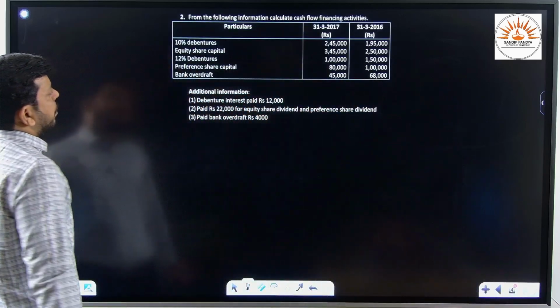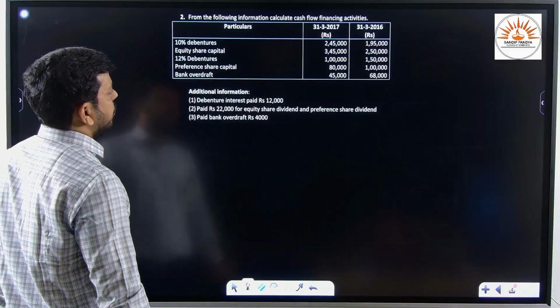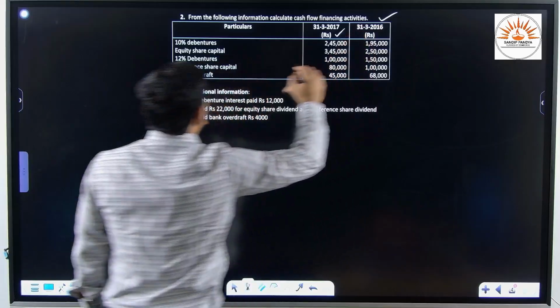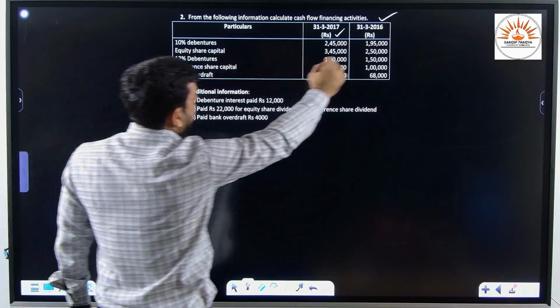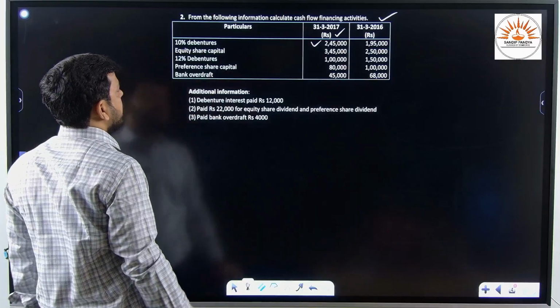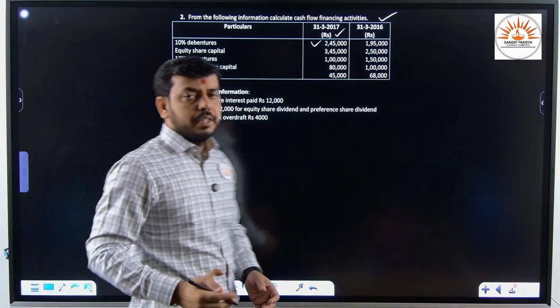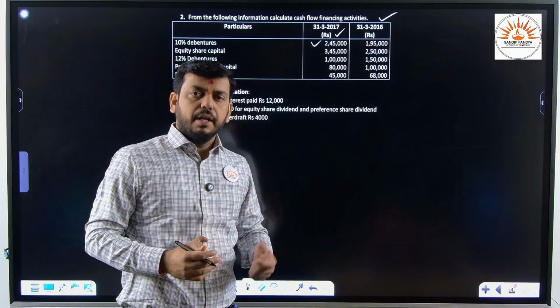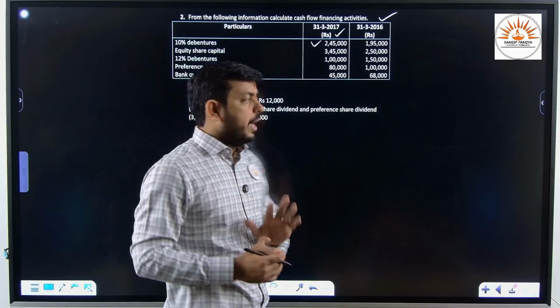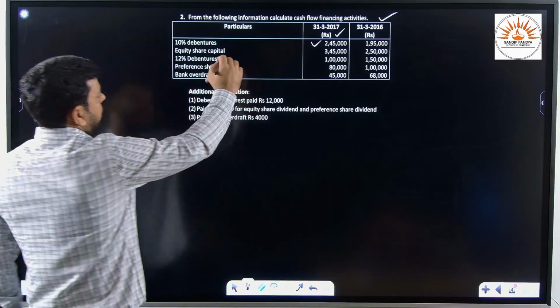Read this question. From the following information, calculate cash flow from financing activity, where we have been given opening value and closing value. You can read 10% debenture, opening value was 1,95,000, and closing value 2,45,000. So as we know, debenture is a part of non-current liability, and as I told you earlier, non-current liability is also part of financing activity. So let me show you one by one.